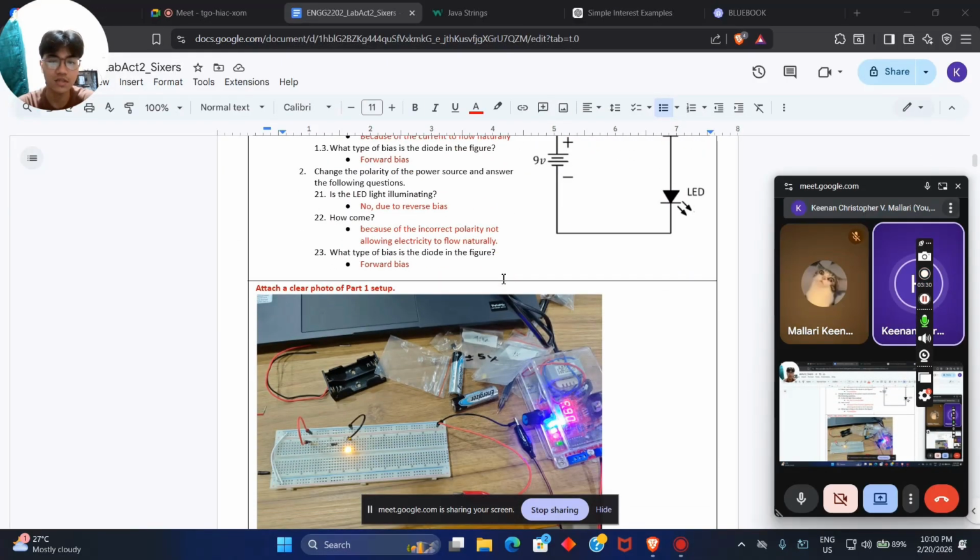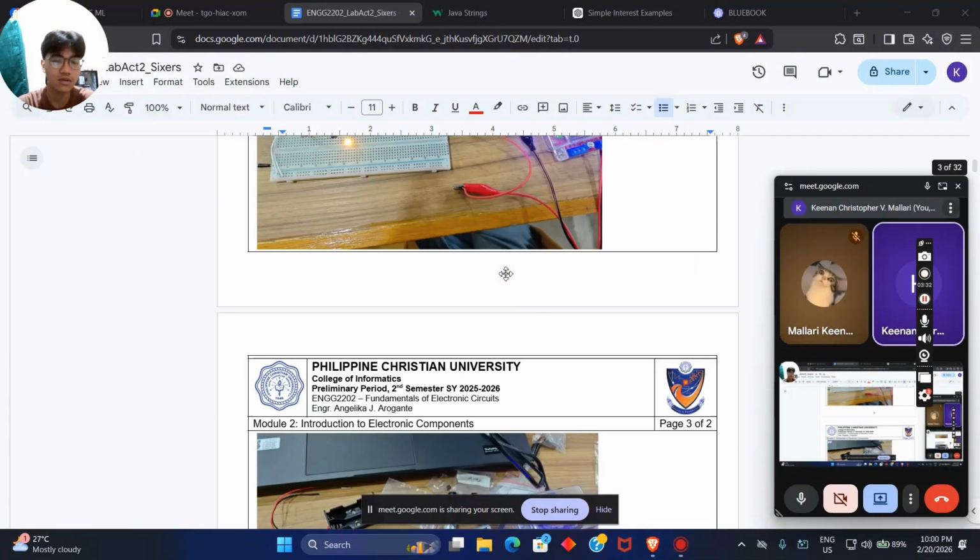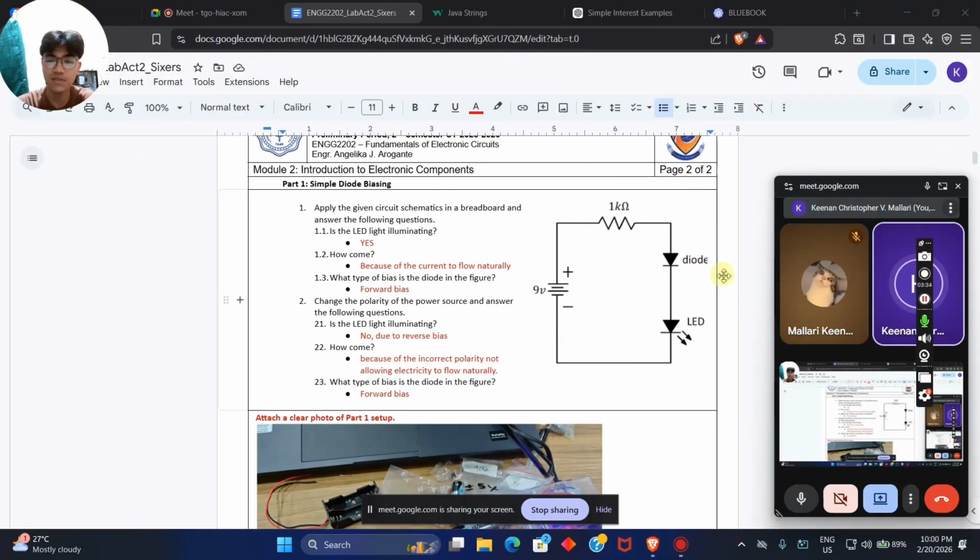What type of bias is the diode in the figure? In this figure, it showed forward bias because, if we see where the positive flow of electricity goes and how the image of the components is, we can deduce the position of the component. And as we can see here, the diode image is pointing downward, indicating a forward bias flow of electricity.